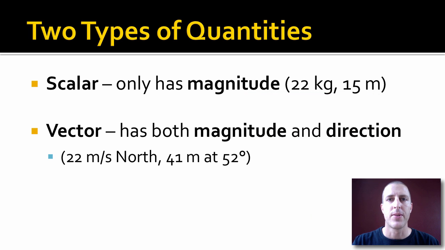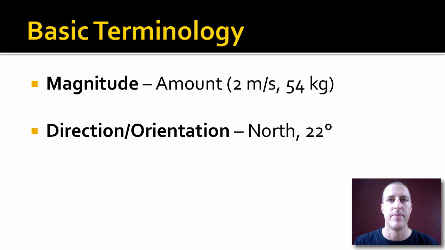So there's two main types of quantities we're going to encounter in physics. We have scalars, which are just numbers, things you've encountered before, such as 22 kilograms, 15 meters, just an amount, a magnitude. A new type of quantity we're going to use is called vectors. Vectors have both magnitude and direction, such as 22 meters per second north. Specify a direction. That's what's new here. So let's talk a little bit about those.